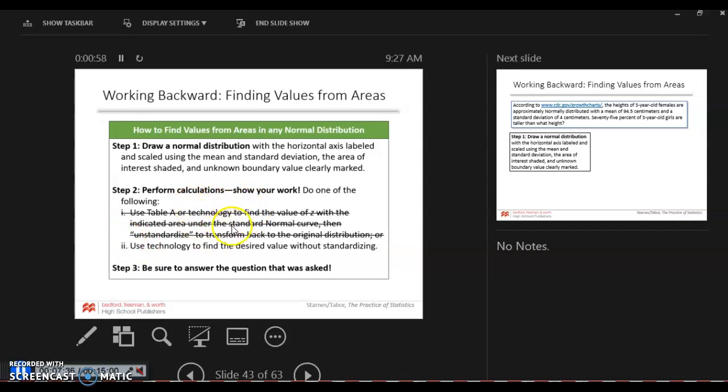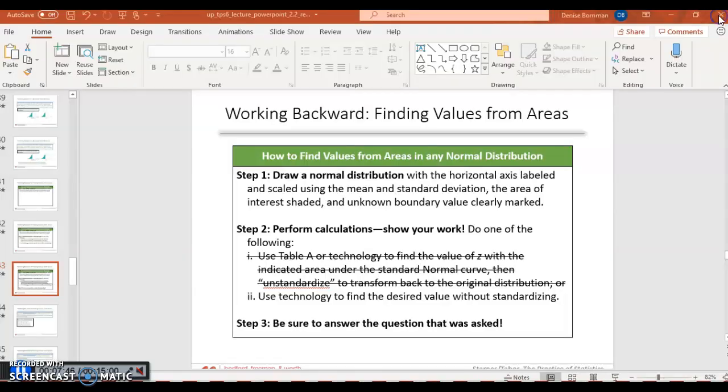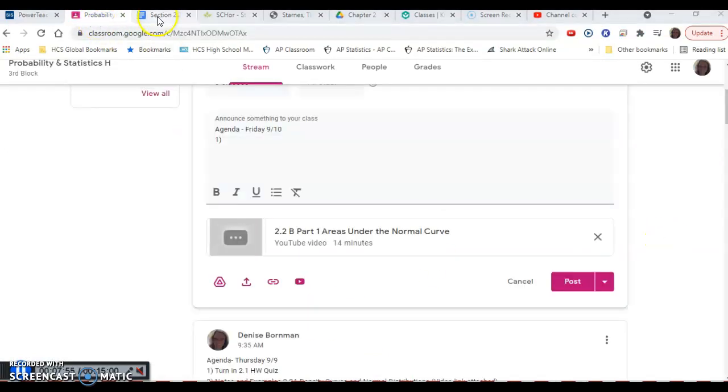We're not going to use table A. We're going to use technology. So we're going to use a calculator again. So you'll need your TI-84 or your Calculate 84 app. All right, let me go back to the guided notes. I have a couple extra examples in there. And again, they're posted.